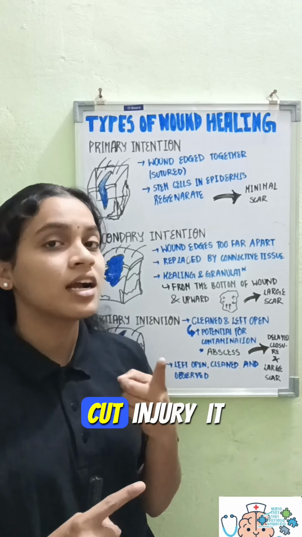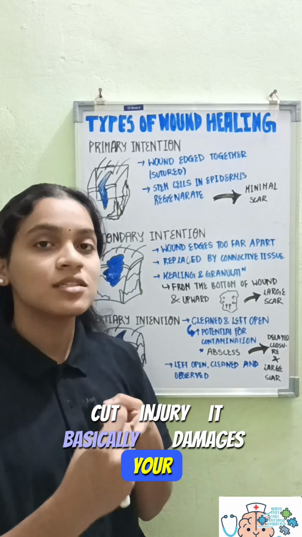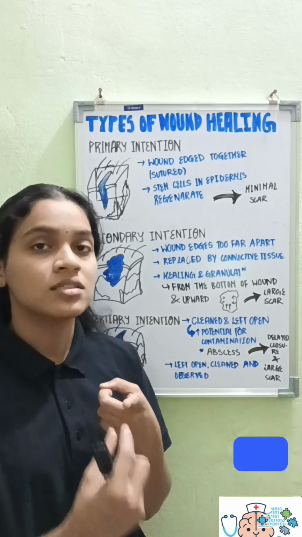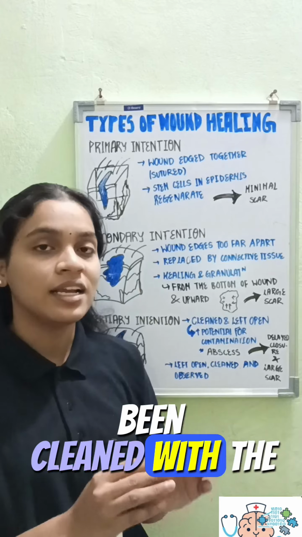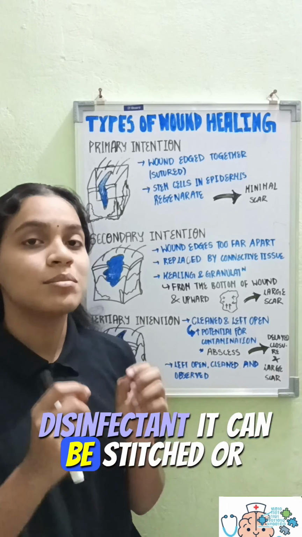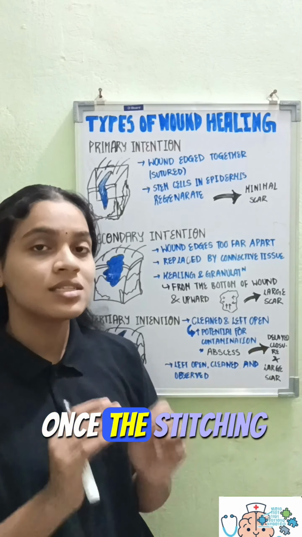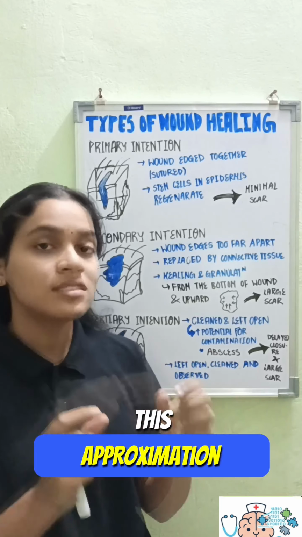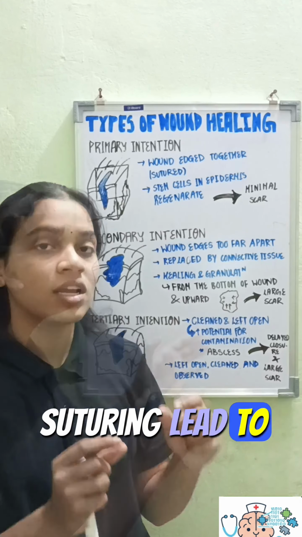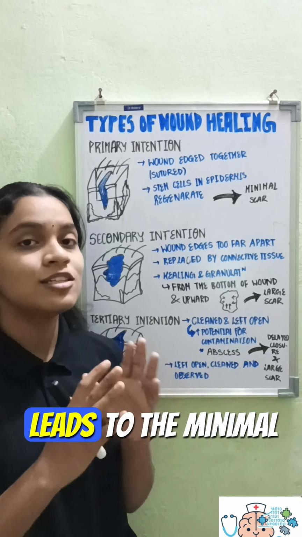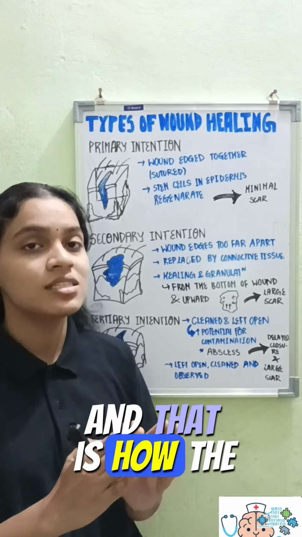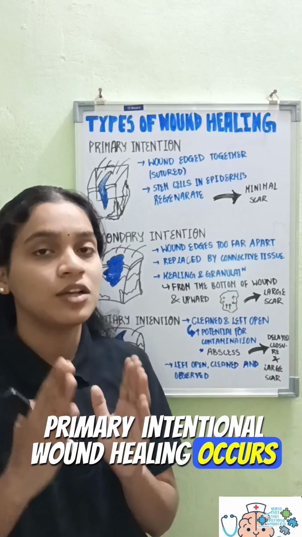Whenever you get a slit cut injury, it basically damages your epidermis layers and the dermal layers. But this is not a wound which is too large. Once it has been cleaned with a disinfectant, it can be stitched or sutured. Once the suturing occurs, the approximation allows the stem cells of that particular area to regenerate, and that leads to minimal scar formation. And that is how primary intention wound healing occurs.